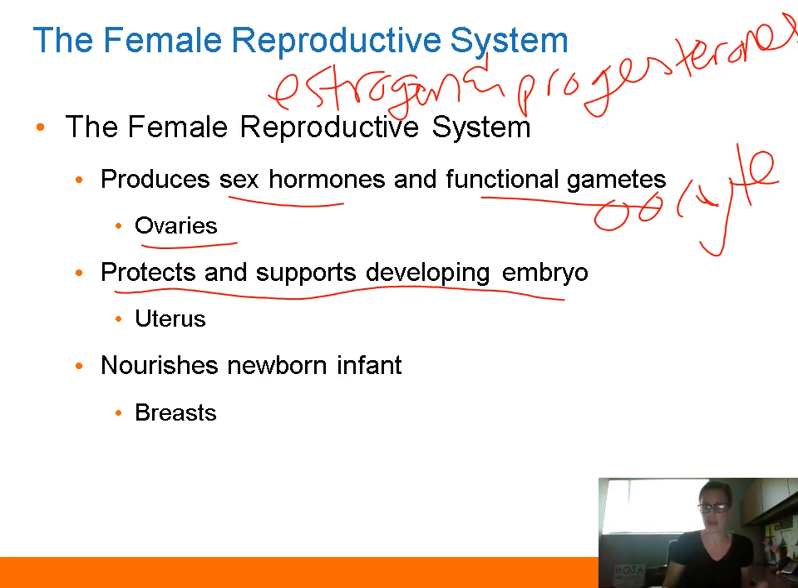This protection of the developing embryo occurs in the uterus of the female reproductive system. The female reproductive system then takes part in the birthing process, where this infant moves from the uterus down through the birth canal and out into the world. And the female body is still not done, because the female reproductive system has the ability to continue to nourish this newborn infant for up to the first year of life. That's what's typically recommended. And the way that they do that is via the breasts of the female reproductive system, where we'll see there are lactiferous glands and ducts where milk production occurs.